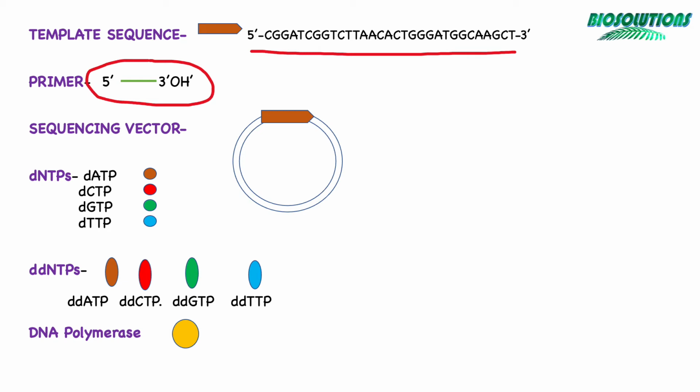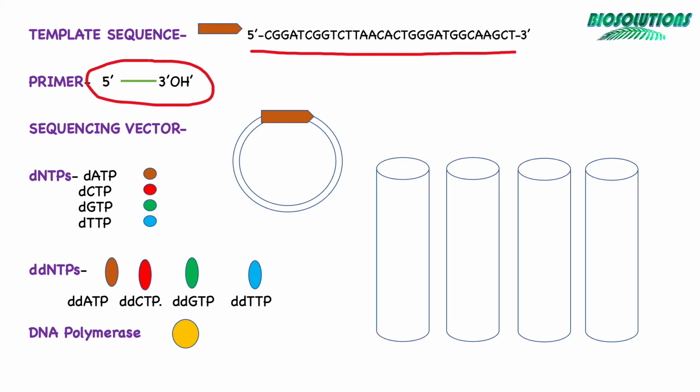Then we have 4 dNTPs or nucleotides, which are the building blocks for the new DNA strand or PCR product, and 4 types of ddNTPs as well. We begin the sequence reaction in 4 separate tubes.